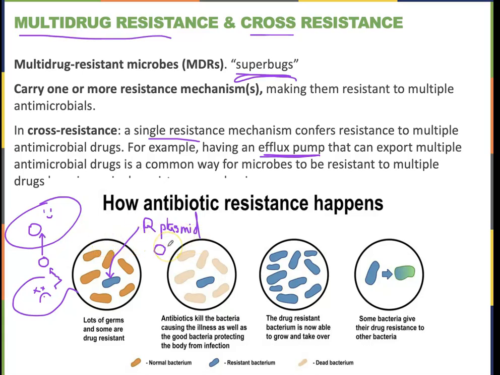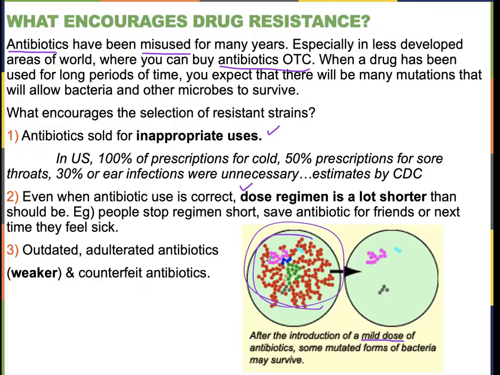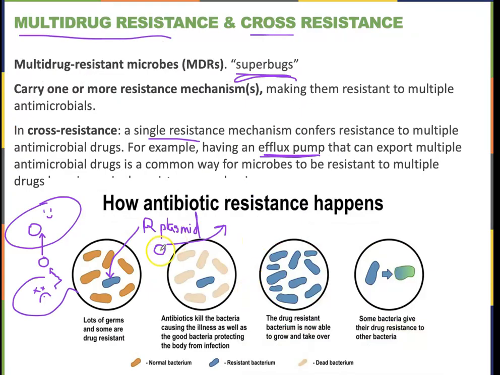What is on the R plasmid? The R plasmid, remember, this is DNA, so it's going to have the information that codes for, back to that picture, the pump. It's going to code for those enzymes. It can code for these guys because these guys are sort of like mutations. But it can code for those things. So picking up an R plasmid is very beneficial to bacteria because it gives them resistance.